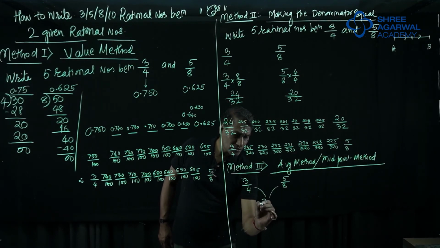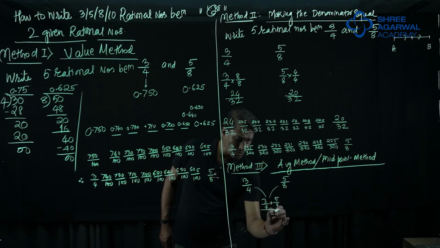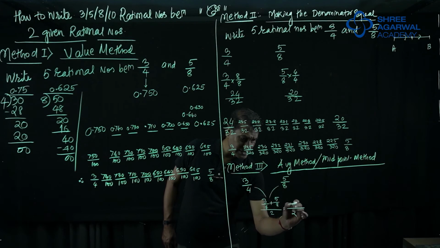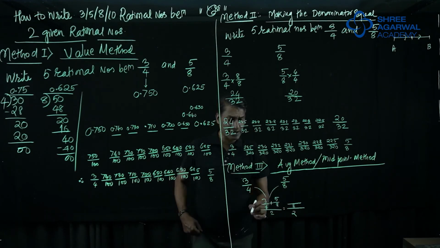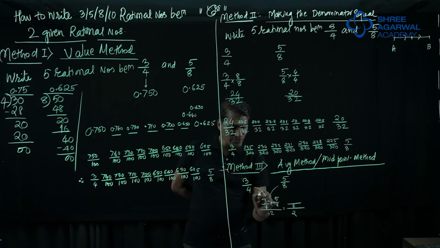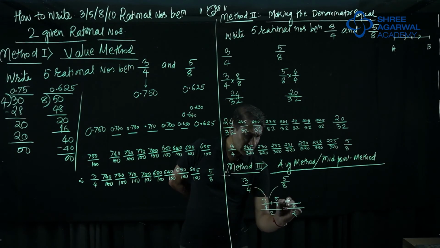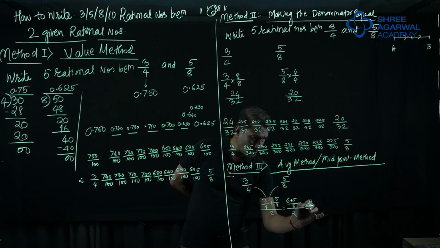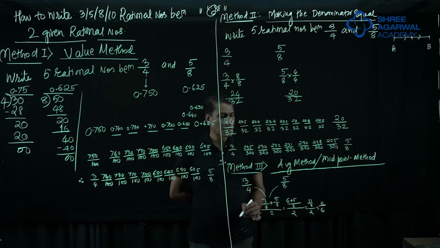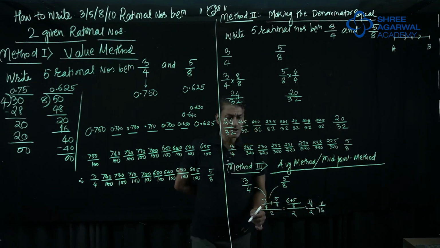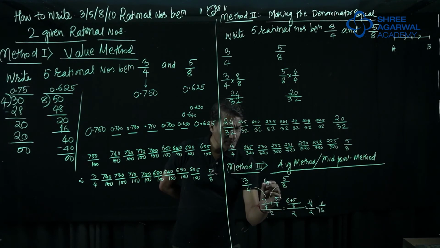It will be 3 upon 4 plus 5 upon 8, upon 2. This upon 2 is as it is. LCM of the denominators is 8. 4 2s are 8. So 3 2s are 6 plus 5 means 11 upon 8, upon 2 means 11 upon 16. So what is the first number? 11 upon 16.